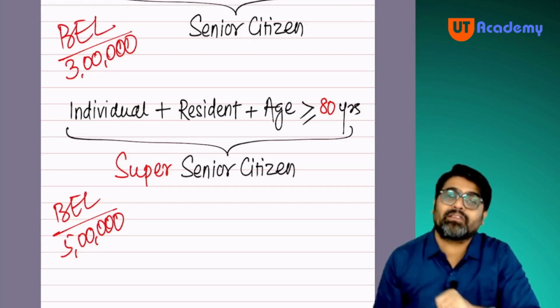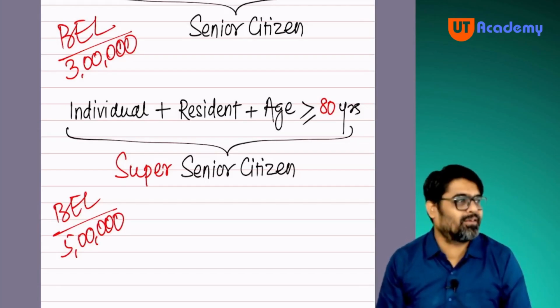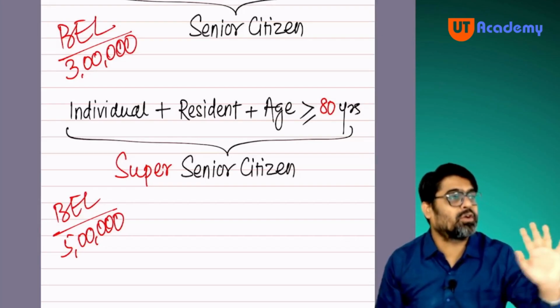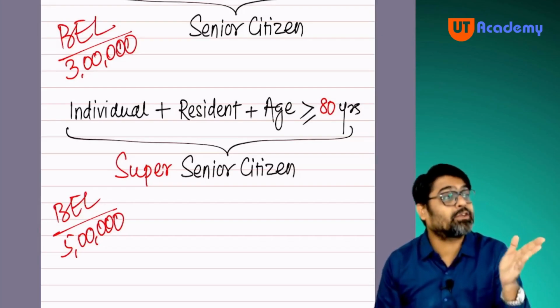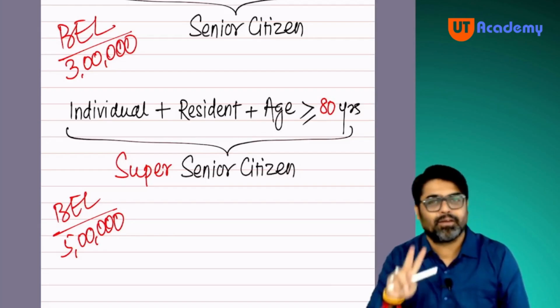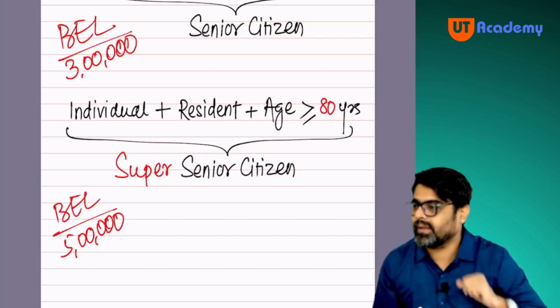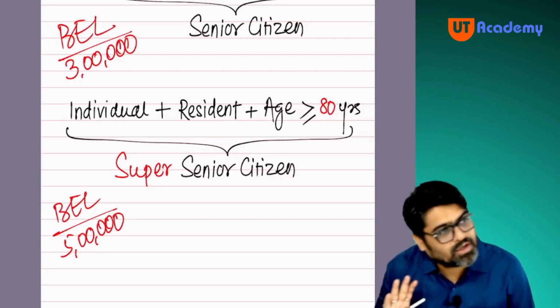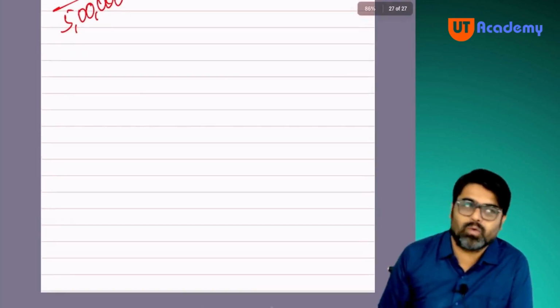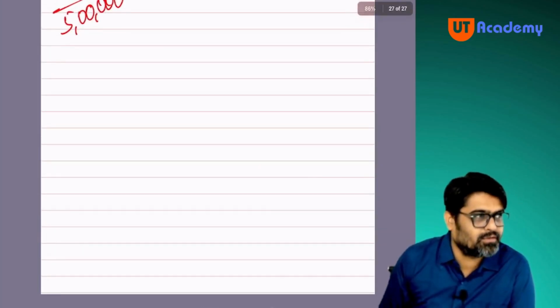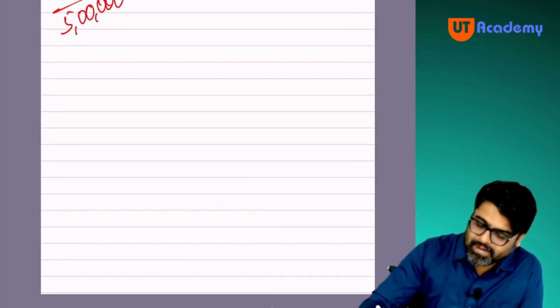Because for you, the basic exemption limit is 5 lakhs. Up to 5 lakhs, don't pay any tax. 5 lakhs to 10 lakhs, 20%. Anything over and above 10 lakh, pay 30%. Will you remember this? Now, one small doubt. Should I ask you that doubt? Now pay attention.